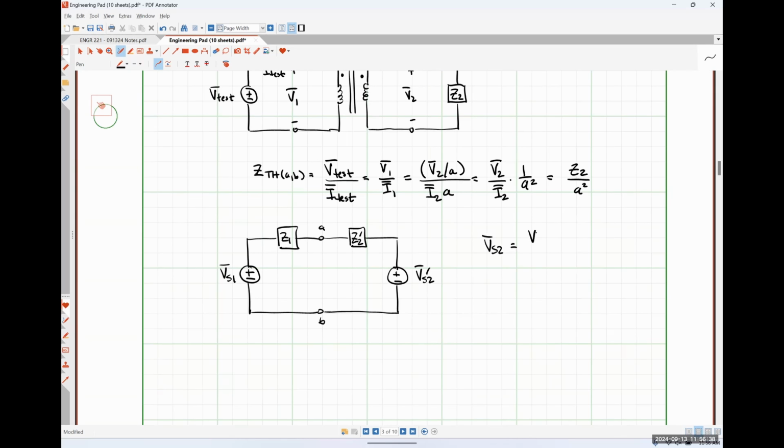VS2 prime is just VS2 over A, and Z2 prime is just Z2 over A squared. So I've reflected everything from my secondary side over across my transformer, and I'm left with just an absolute joke of a circuit to analyze.